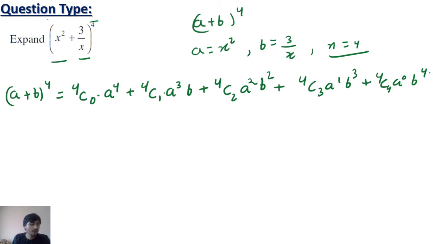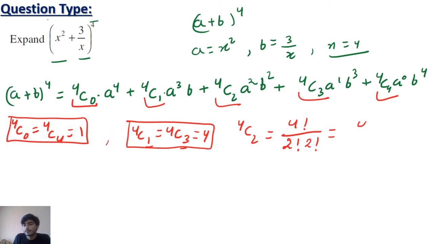Next thing, what is left? 4C2. So 4C2 I can write as 4 factorial divided by (4 minus 2) factorial, that is 2 factorial into 2 factorial. So that will become 4 into 3 into 2 factorial divided by 2 factorial into 2 factorial, that is nothing but 2 into 2. So one of these will cancel and this will become 2. So how much is left? That is equal to 6. Now let's substitute that value in this one.